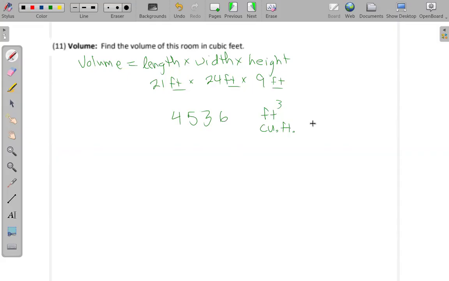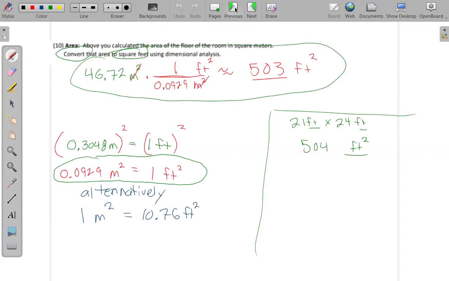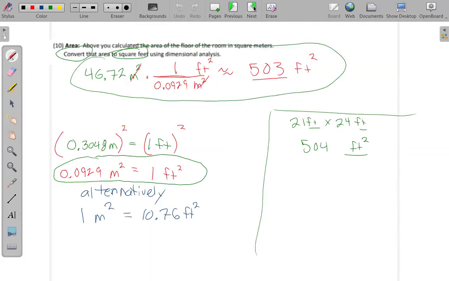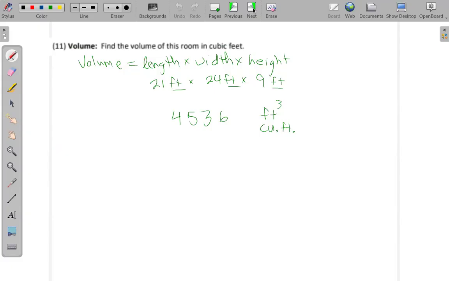Cubic feet. What did I guess it was? Way back in the beginning, I guessed it was around 4,000. Hey, that's around 4,000. I'll take it. Not too bad. A little underestimate on my part. But it's not like I walked it out. I just looked around. And I'm lucky my foot in most shoes is pretty close to 12 inches.